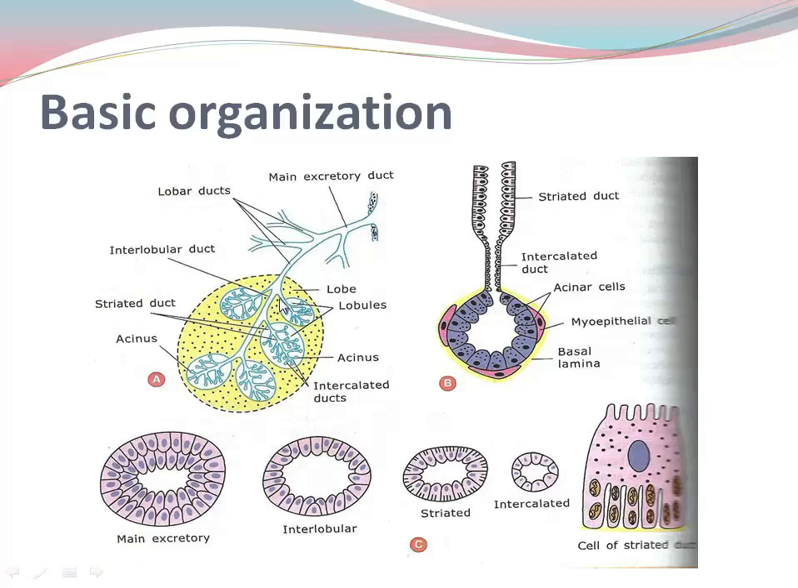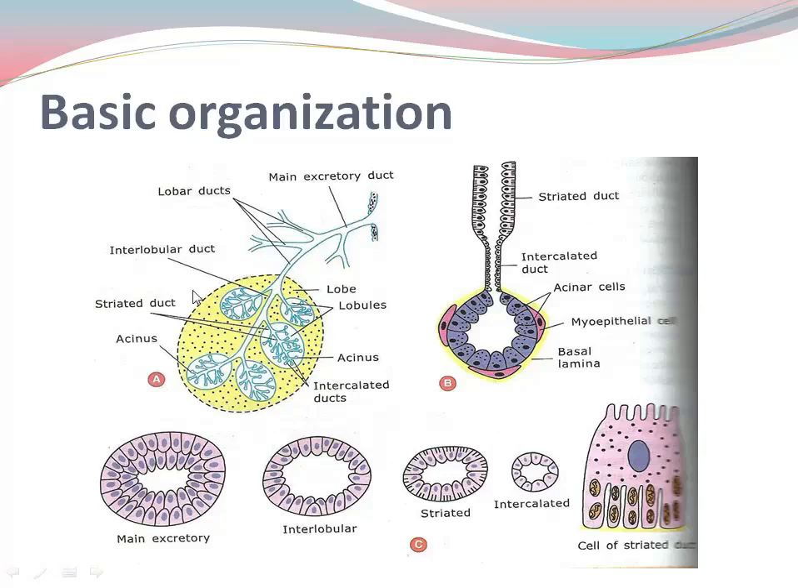anterior lobular duct, then lobular duct, then the main excretory duct. So all this is a network of ducts bringing secretion from the acinus to the surface in the mouth. So this is a chain of ducts pouring secretion on the surface in the mouth.